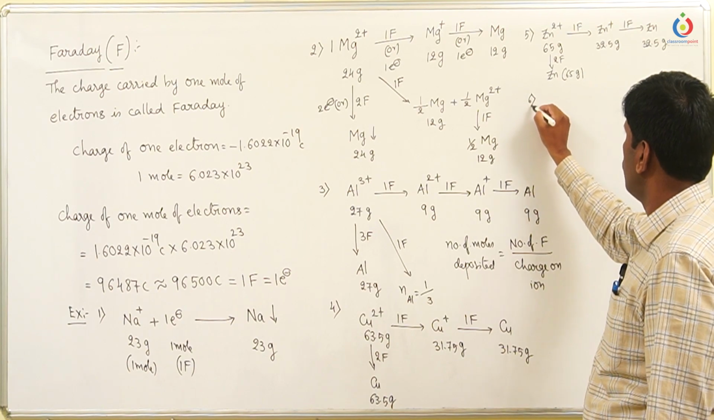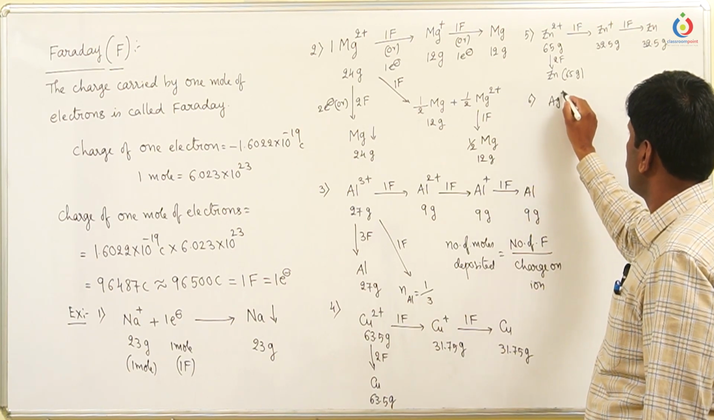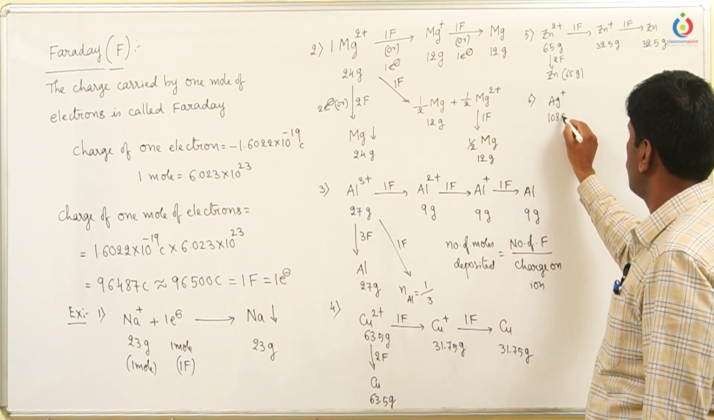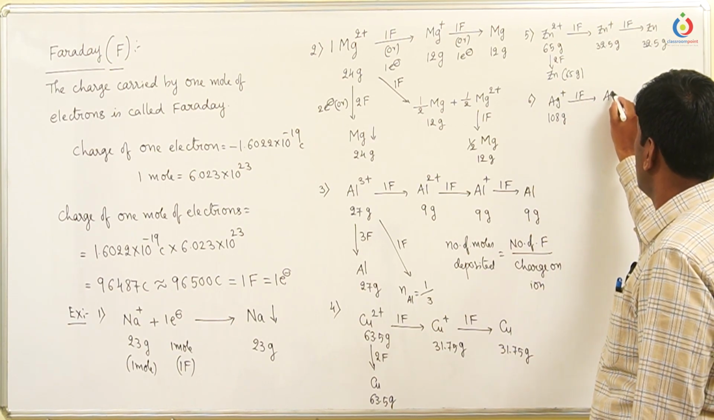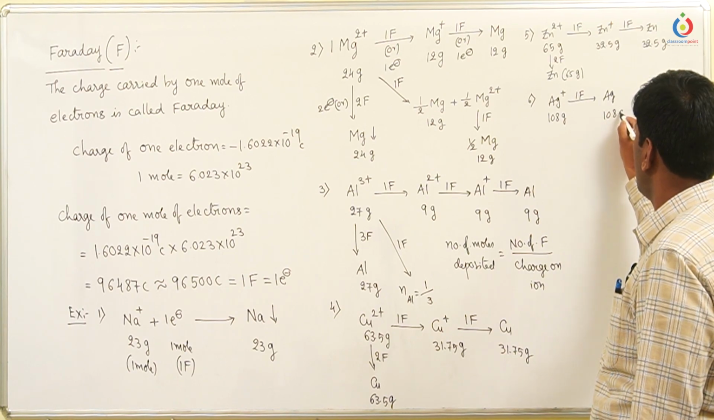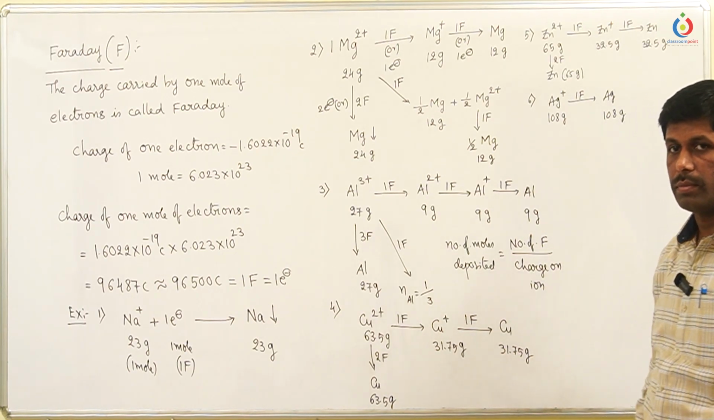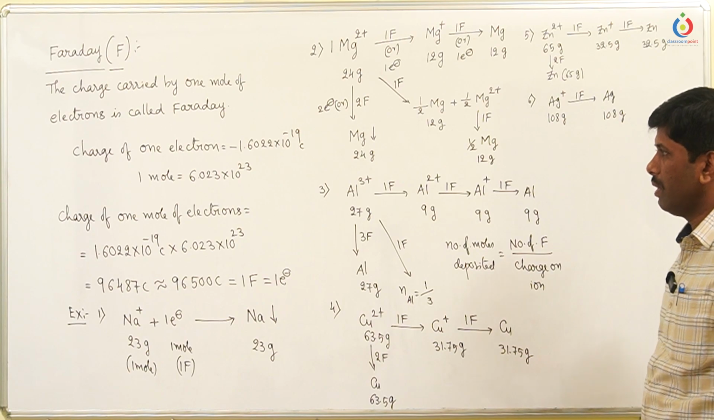Now let us take silver, Ag+. 1 mole of Ag+ has a mass of 108 grams. By sending 1 Faraday of electricity, the entire silver gets deposited as 108 grams. This is in the case of metals.